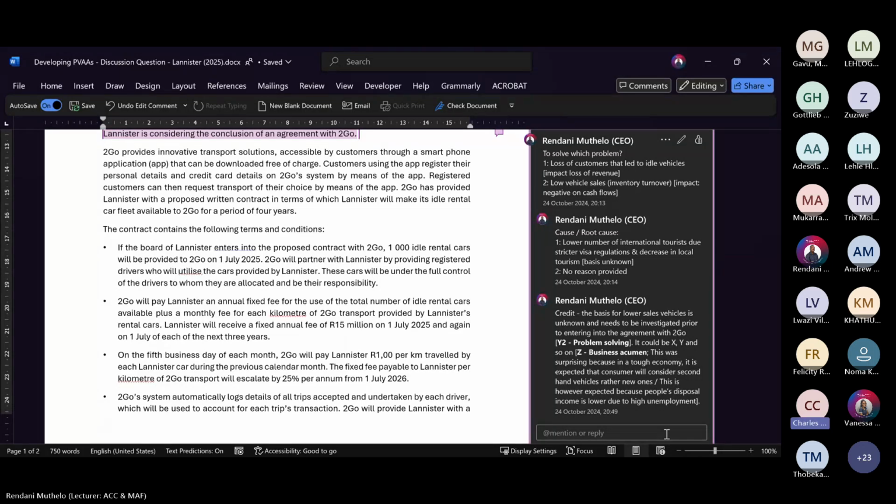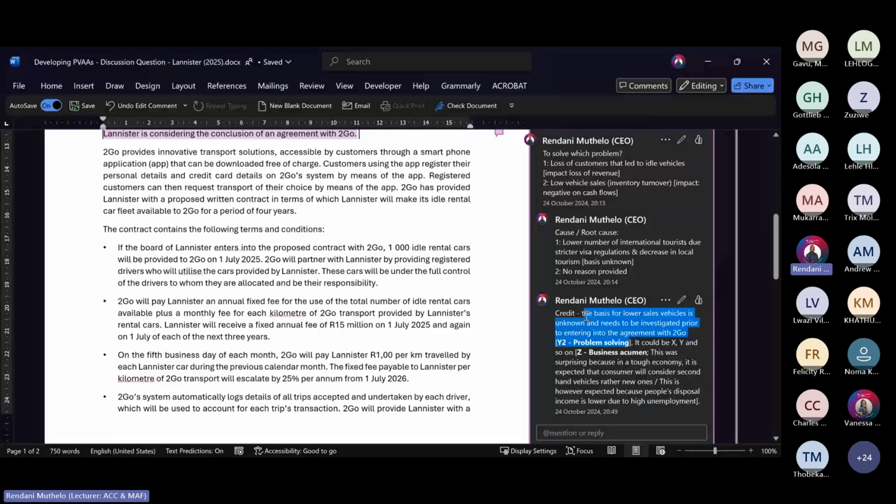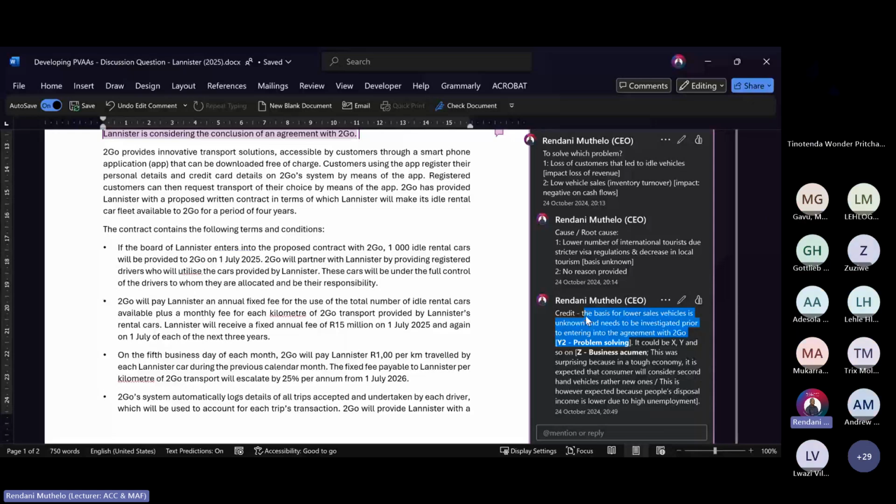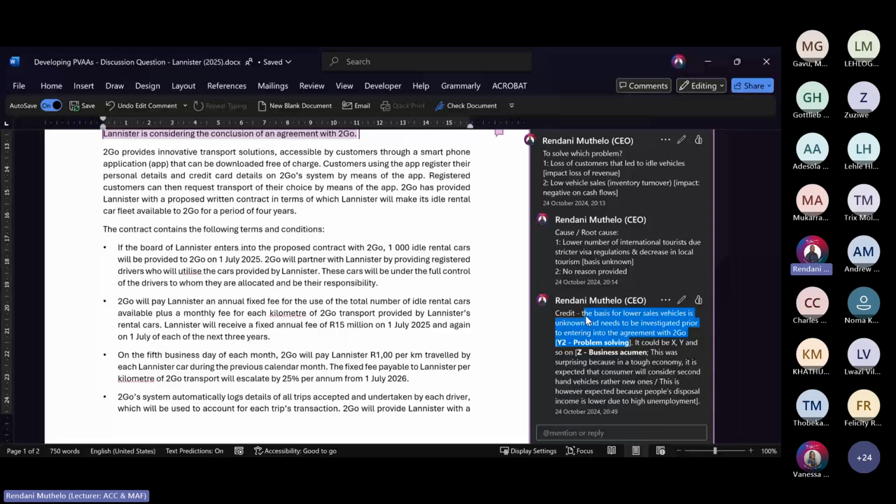All right. Sorry, sir, can I ask a question? Yes. So you're saying we should ask these questions from the examiners, but we are also placed under time pressure. So how are we supposed to deal with this too? Yes. The way I've put it is that the examiner is going to ask you to state the factors to consider before we enter into this agreement, and you are just saying, but examiner, before we enter this agreement, we need to find out the true reasons of these issues, and that's what they want. So you are just simply saying the basis for lower sales vehicles is unknown and needs to be investigated prior to entering this agreement. You are done. That's the point.